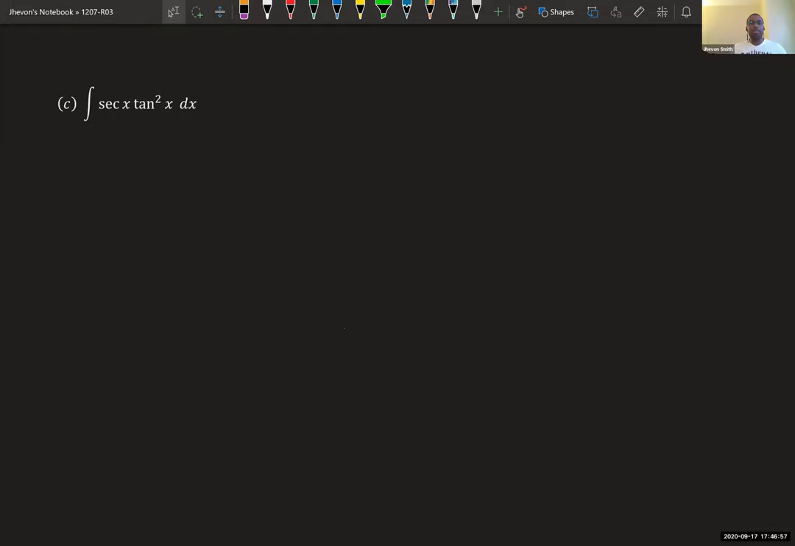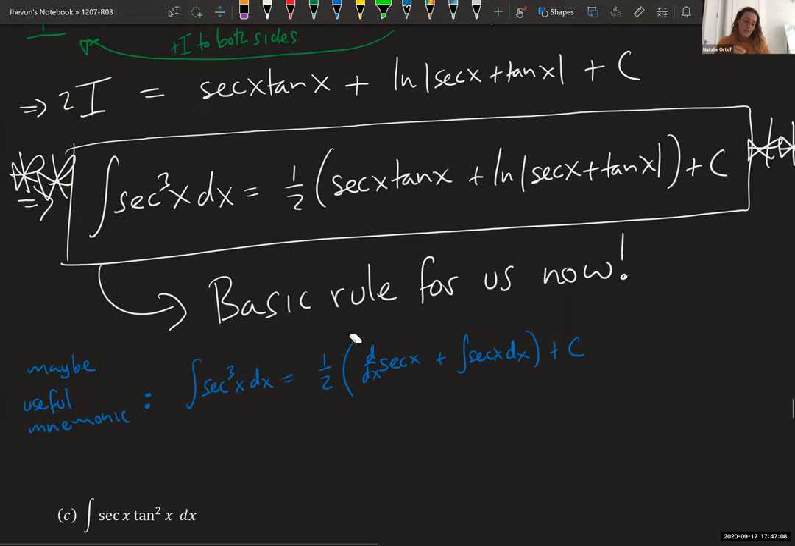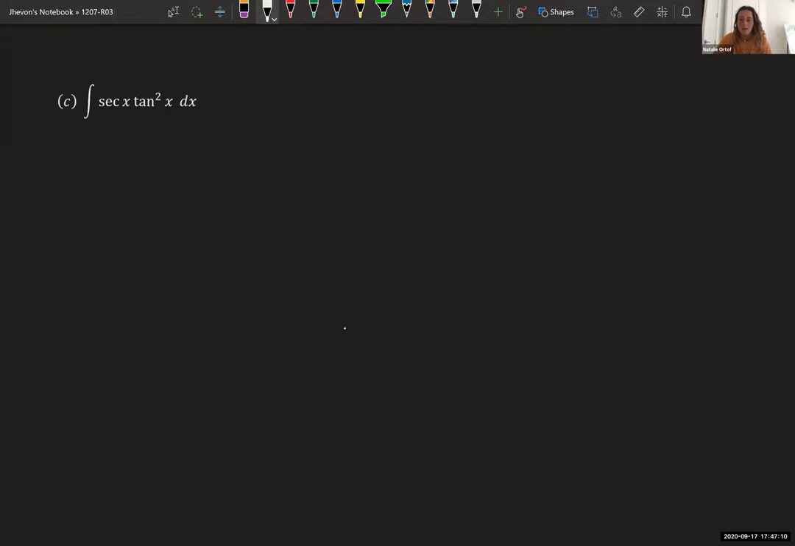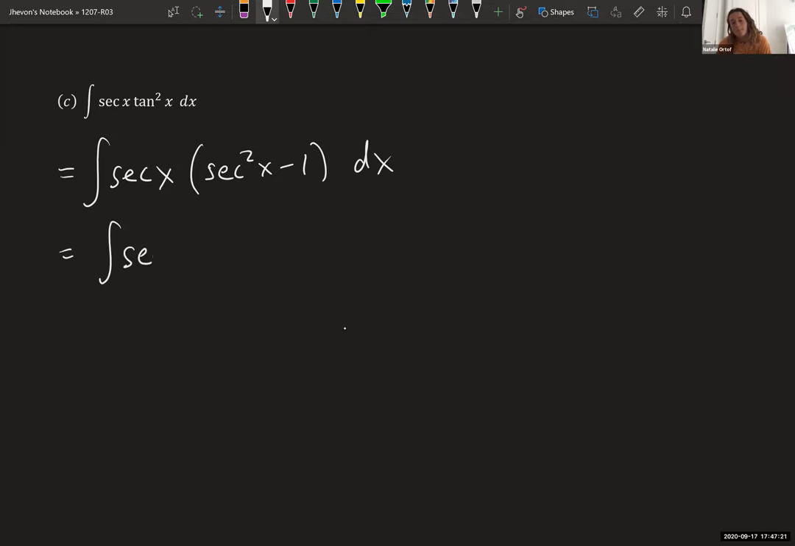What about secant times tangent squared? So we kind of just did that, right? For this one, we could do secant x times secant squared x minus one. Yeah, so here, we actually worked on this integral. So this is actually the integral of secant cubed x minus the integral of secant x. And now we actually know how to do both of those, right?